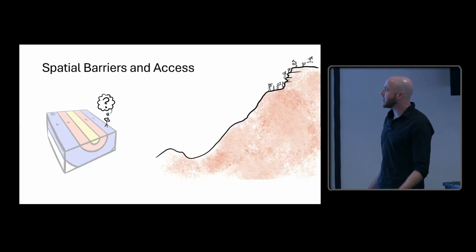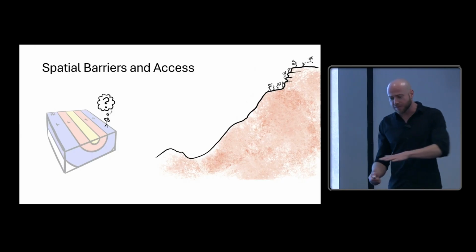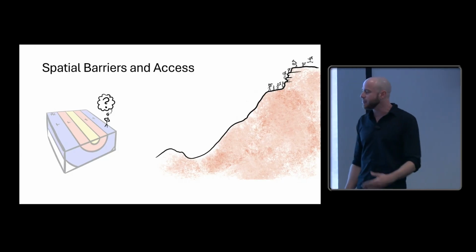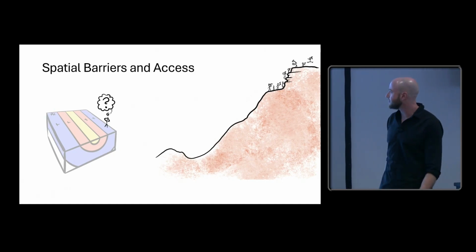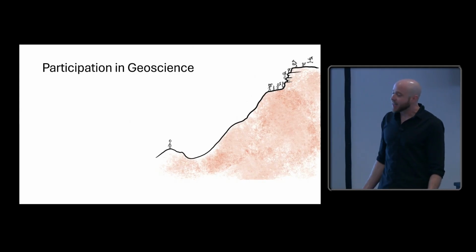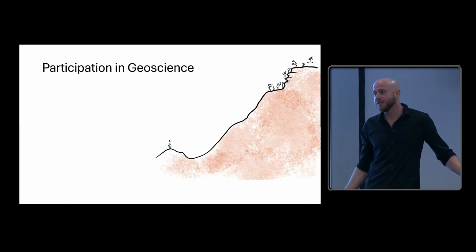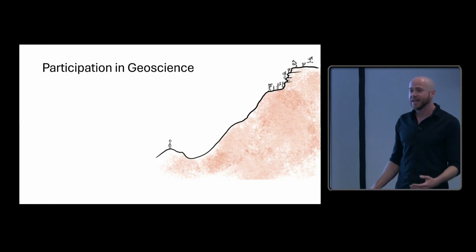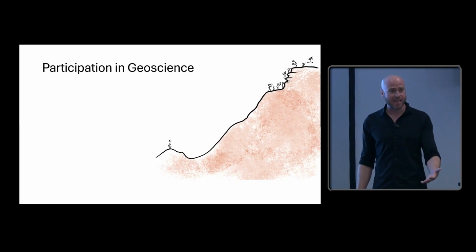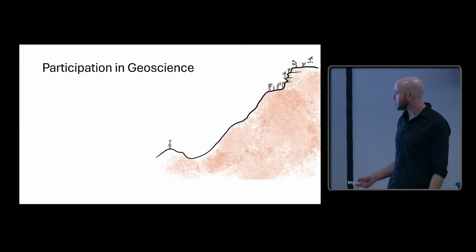So we have two things going on. One, we have some spatial barriers because we assume that people have the 3D component in their minds to go from a 2D map creation to a 2D cross-section. Then we also have an issue of access. Geoscience, recent scholarship has reported, is the least diverse of the STEM fields. And potentially one of the biggest reasons for that is the field component in education. So how do we get more people involved in geoscience?